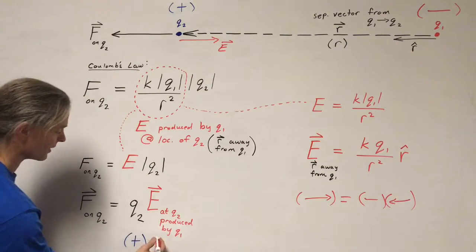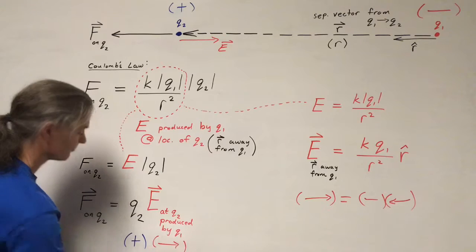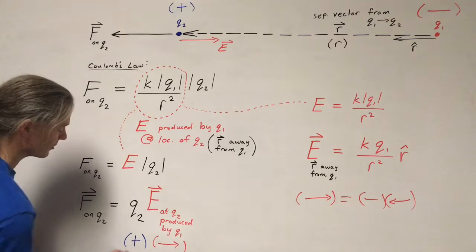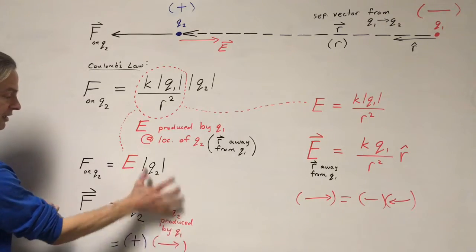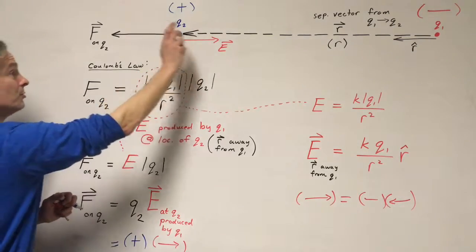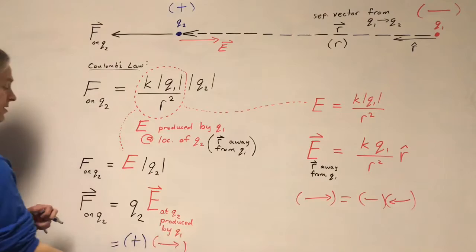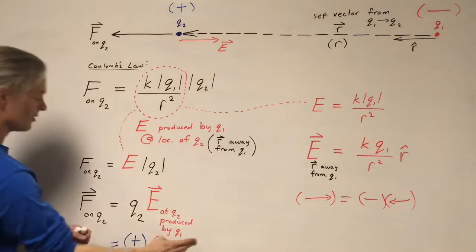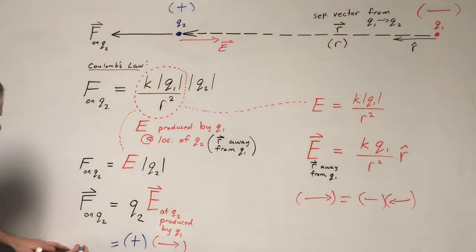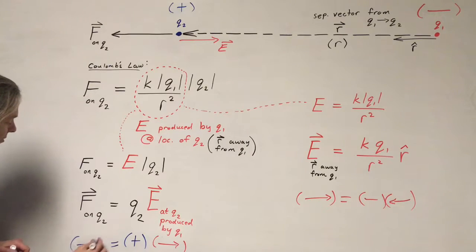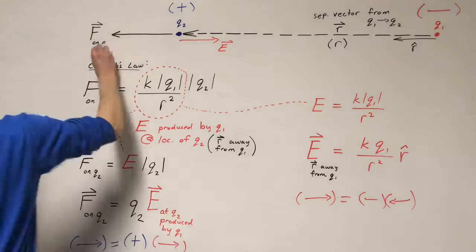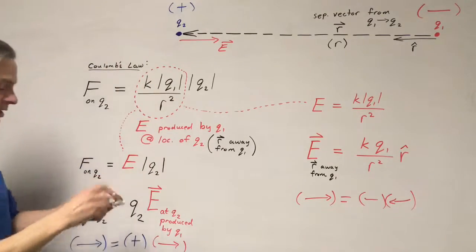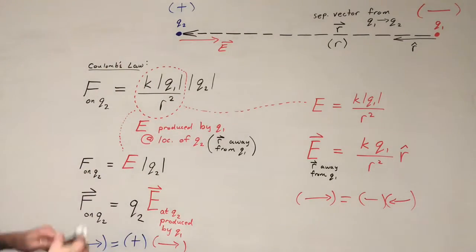So putting that into that expression here, we get overall that the direction of the electric field at charge 2 produced by charge 1 is to the right. Charge 2 is positive. The product of those things will give us a vector that's got to be to the right. And so instead of this, we get an electric force that's to the right.